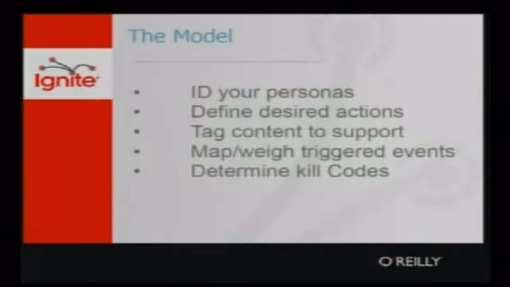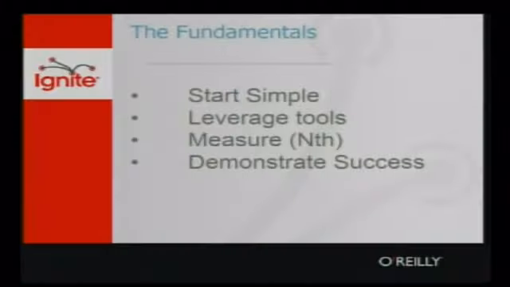So this is the meat of what I want to get to, is when you're planning for personalization, first identify your market segment, determine what actions you want to take and the content objects that can support that action, identify the triggers that determine that someone is within that user segment, and I always create a kill code to either cancel out that segmentation, and finally, start simple, leverage the tools because this can become overly complex.